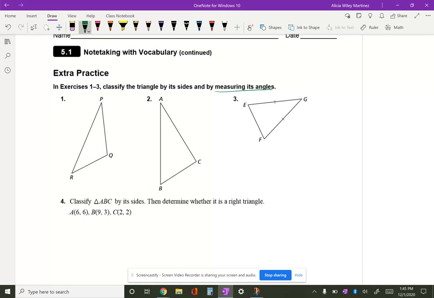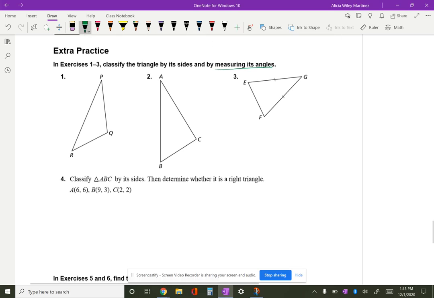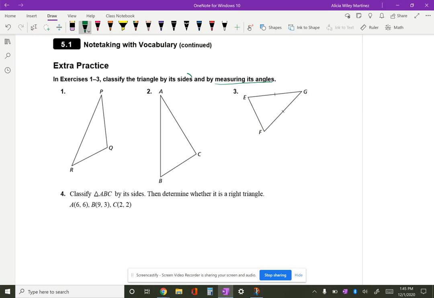Okay, so in number 1, we're going to classify it by its sides and by its angles. That means you're going to have 2 answers for each problem. In number 1, I will tell you that you have one obtuse angle here. And if you notice the side lengths here, none of the side lengths have congruency marks like number 3. So because of that, since I have no congruency marks, I cannot assume that any of them are the same. Since none of them are congruent, I know classifying by its sides, this is going to be scalene.